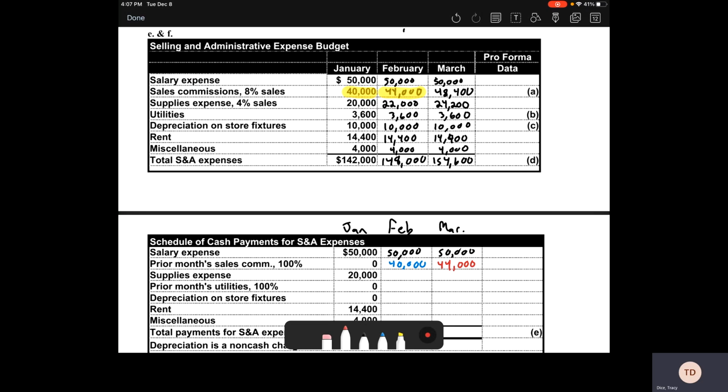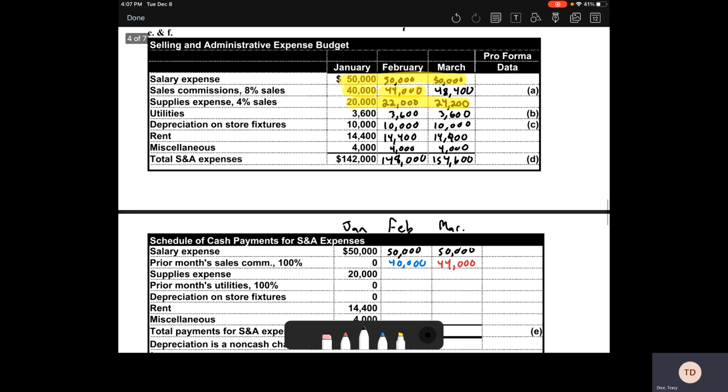Our supplies expense is paid in that month. So we pay the 22,000. Here, we'll just highlight all these. So we've paid off all of that. We're paying off all our supplies expense in the month it's incurred. So 22,000 and 24,200.